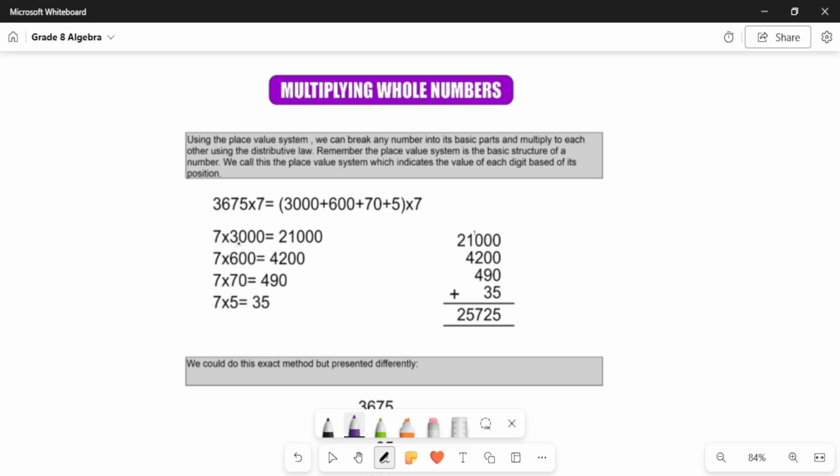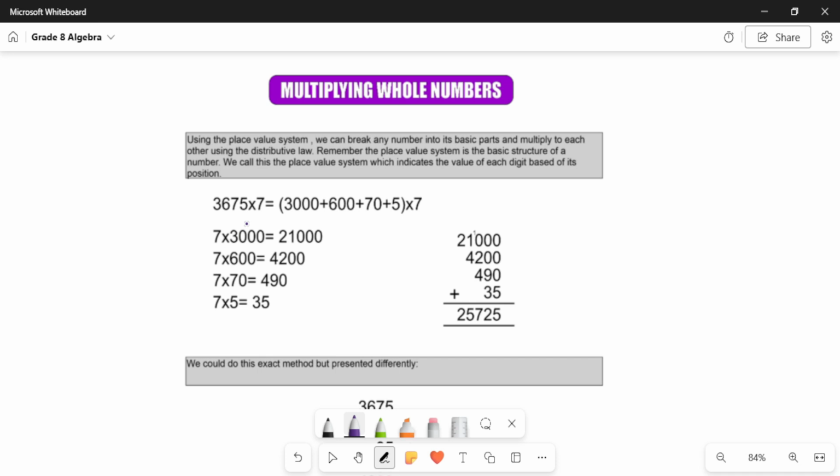Now we can say 7 times 3,000, 7 times 600, 7 times 70, 7 times 5. Now can you see what this enables me to do? When you add this number together, you couldn't see all of this here, right? And so by breaking it down into its basic parts, now you can do 7 times 3, it's 21. Now you can do 7 times 6, which is 42, 4,200. Now you can do 7 times 7, 490. Now you can do 7 times 5, 35, right? And so that's what this enables me to do.